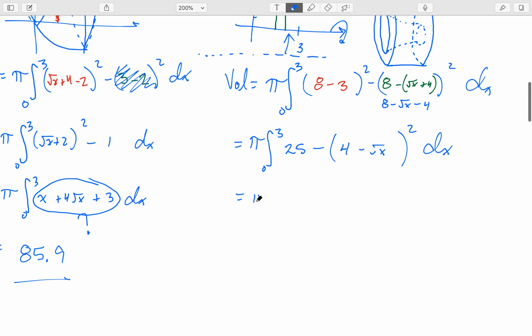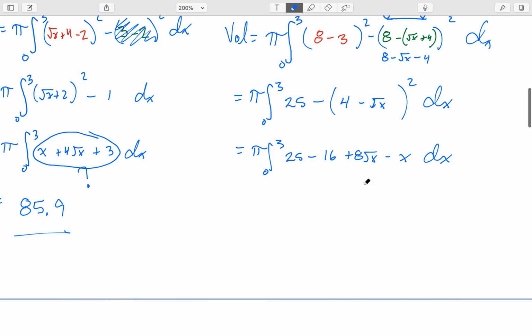So that's quite often why, if it's a simple function, this isn't all that bad to figure out, right? Pi, integral from 0 to 3, 25 minus 4 squared is 16. 4 times root x doubled is 8, so it's plus 8 root x, and root x squared is x, so this is going to be minus x, dx. We could figure these out. It's not that hard. And once again, I think it's 157.7 when you do it on your calculator.